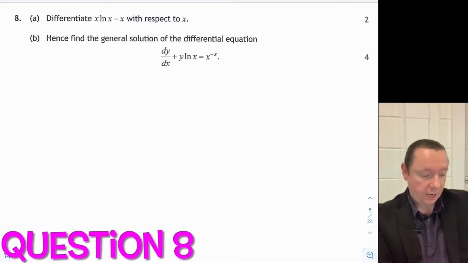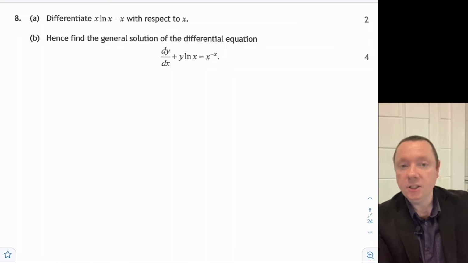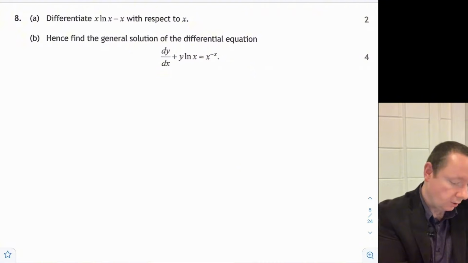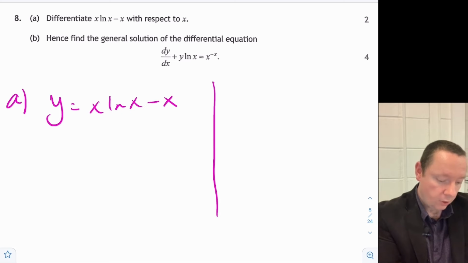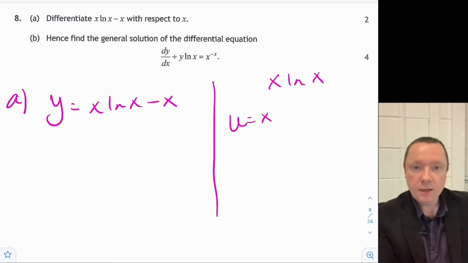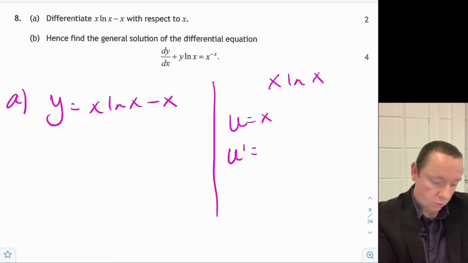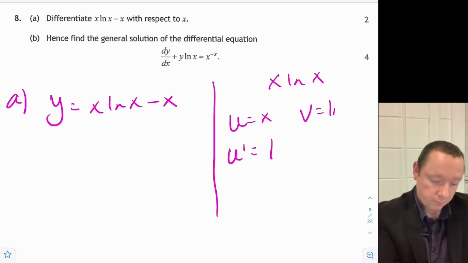Question 8, differentiate x log x minus x with respect to x, and then part B, find the general solution to this differential equation. So part A, let's say y equals x log x minus x, and we're going to use the product rule on x log x. So we've got u is equal to x, u dash is 1, and then v is log x, of course, which means v dash is 1 over x.